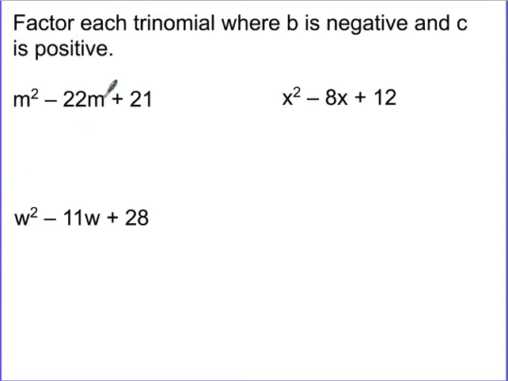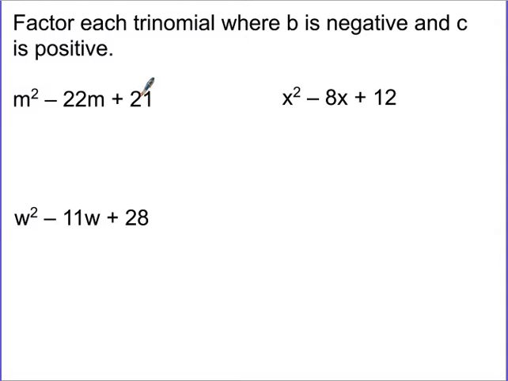Okay. Well, when I multiply two numbers to be 21, and it's a positive 21, both of those numbers could be positive, right? It could be like 3 and 7. But if it's going to be a positive 21, what else could they be?